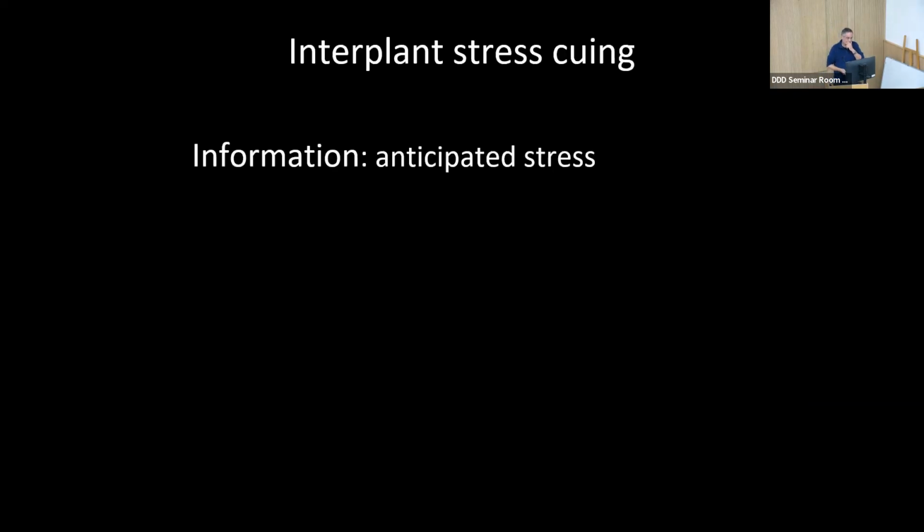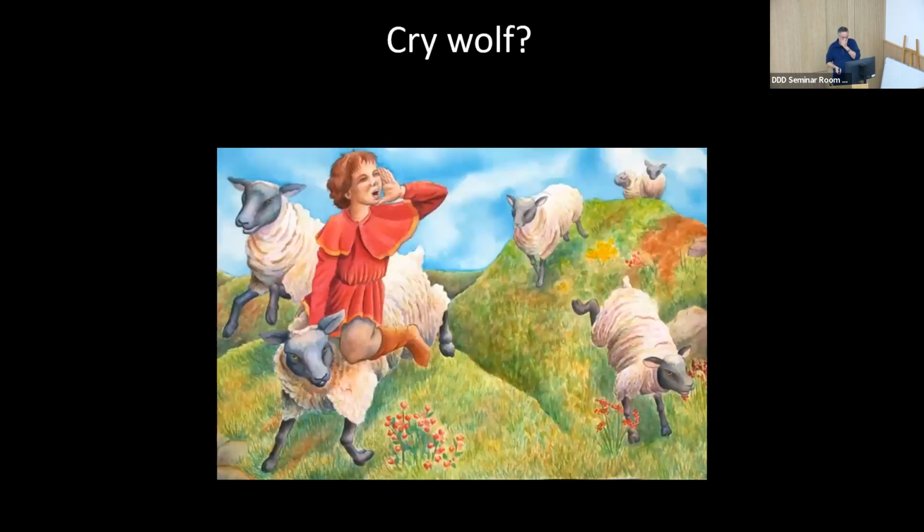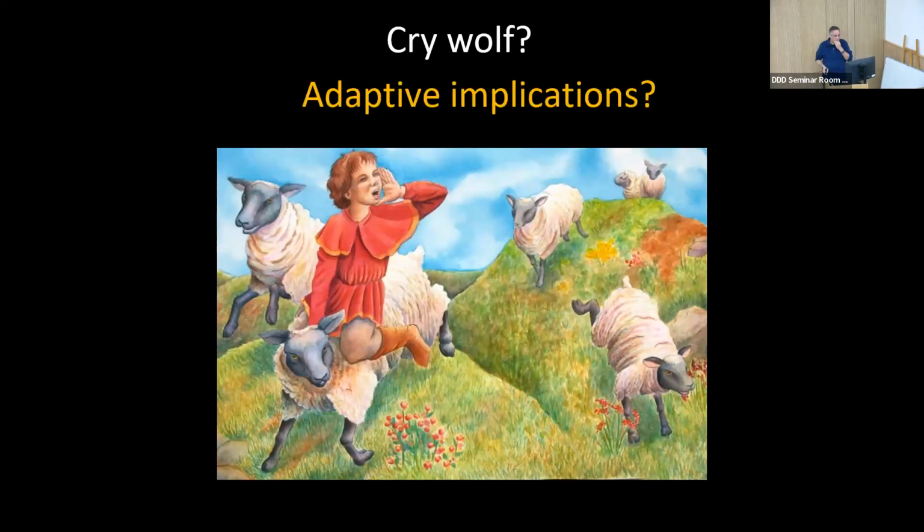Okay? So what we have so far is that some information is being shared. The information is about anticipated stress, supposedly, and the means is root cueing and relay cueing. Not only the next neighbor, but this neighbor who never was exposed to actual stress still relays the information, which is not trivial. Is it a cry wolf situation? Is it just the stomata close and then they open and nothing happened? So is there any adaptive implications for receiving such information from the neighbors?